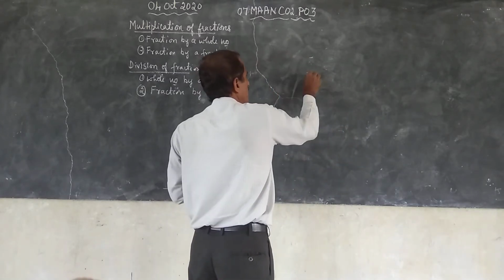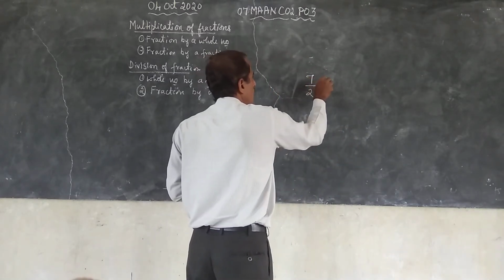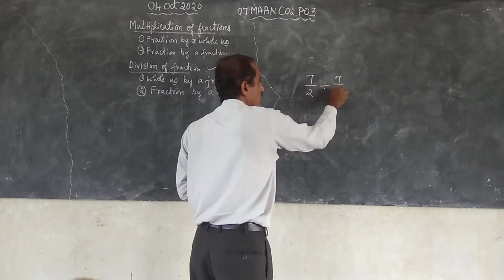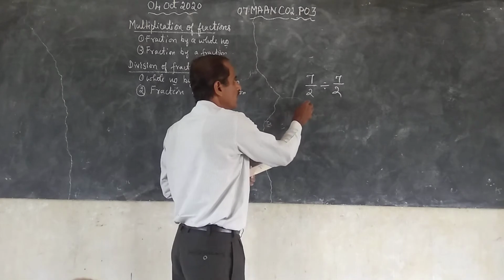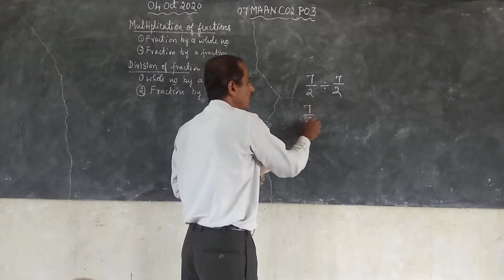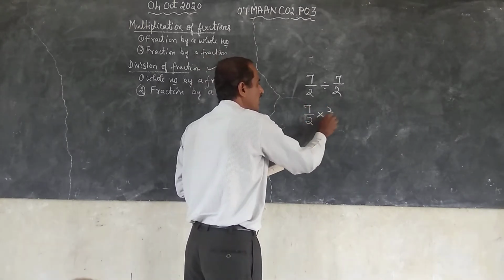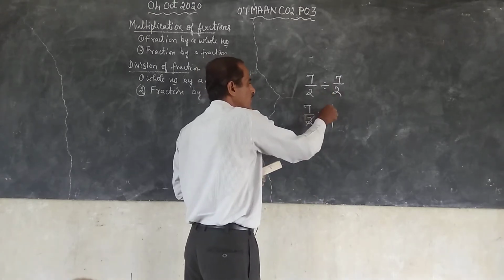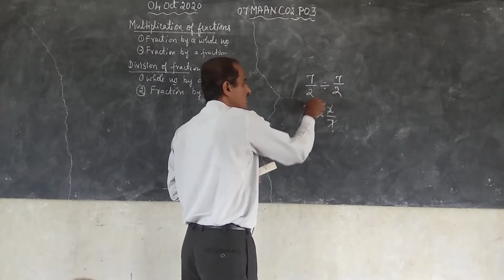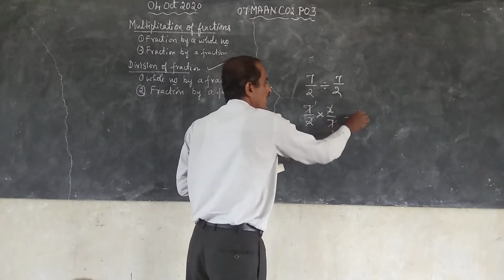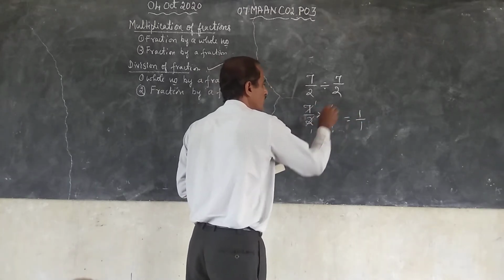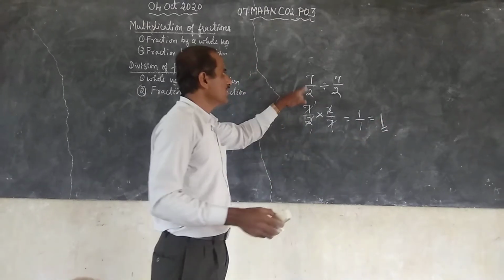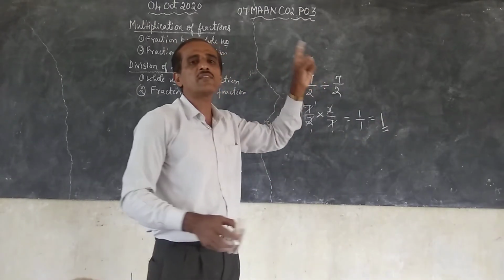See, 7 by 2 divided by 7 by 2, another 7 by 2. What is the answer? See, a fraction divided by 7 by 2 is equal to multiplying by 2 by 7. Like this you will write. See, 2 by 7, 2 ones are 2, 7 ones are 7, 7 ones are 7, so 1 into 1 is 1, and 1 by 1 is equal to 1.